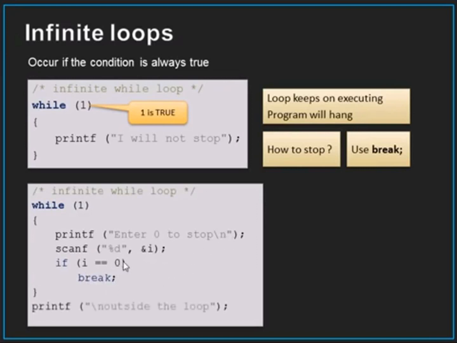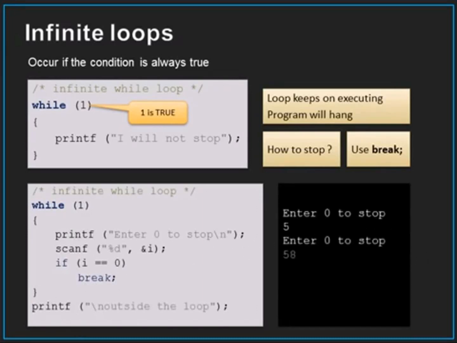And when it's outside the loop, print that it's outside the loop. This way it is executed. First you enter 5. So it does not qualify this condition and cannot go to the break statement. It goes on executing until you enter 0. Once you enter 0, you break. And break means break the loop. Do not proceed with further iterations. Hence you come out of the loop and print this outside statement.